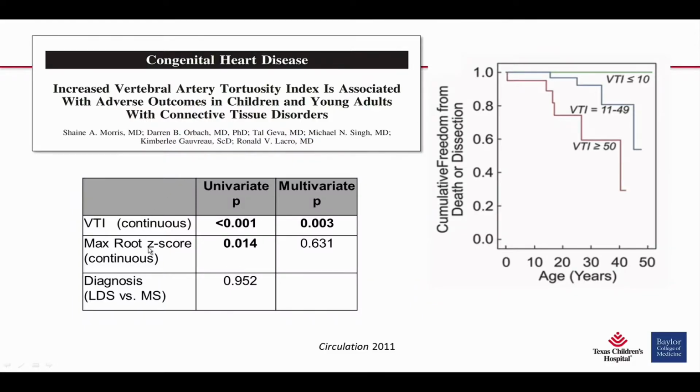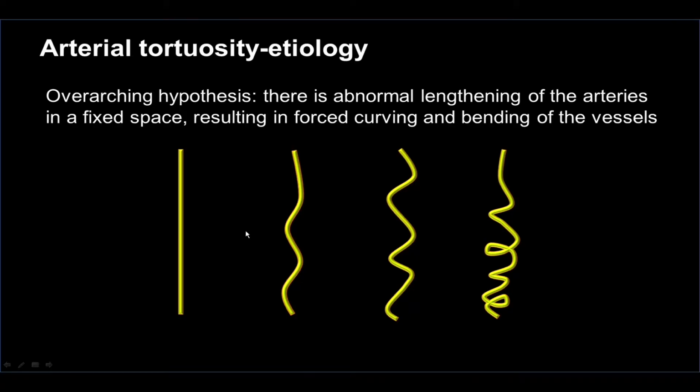Now, when we looked to see if this was associated with events, we saw that having a higher VTI was associated with increased risk for dissection or death, and this panned out in a multivariable analysis, while the diagnosis, TGFBR1, TGFBR2, or Marfan syndrome, did not pan out. But the two biggest indicators were root Z-score and VTI.